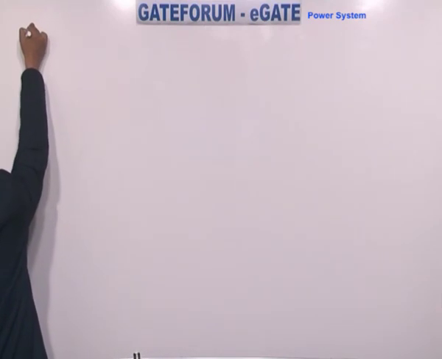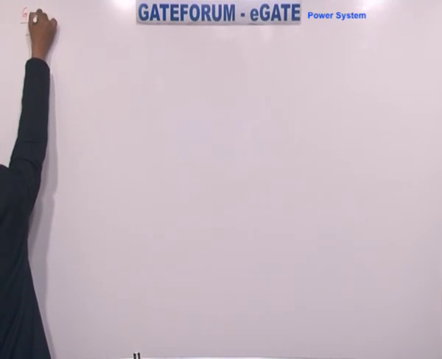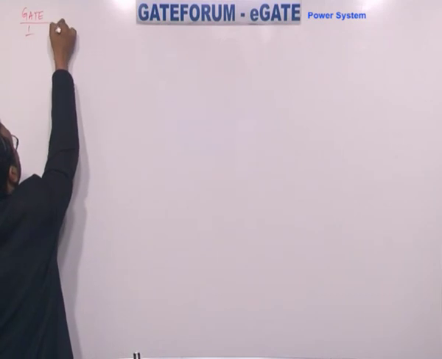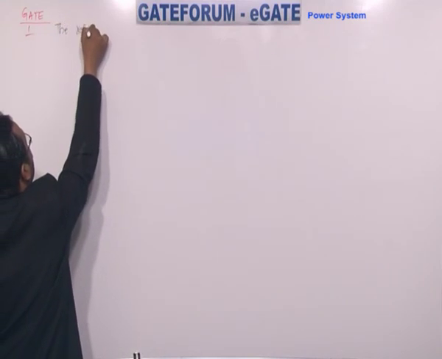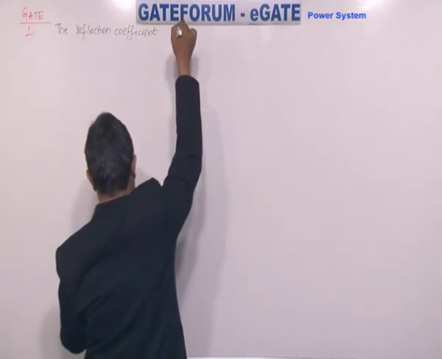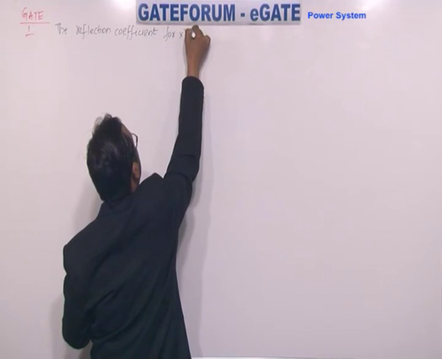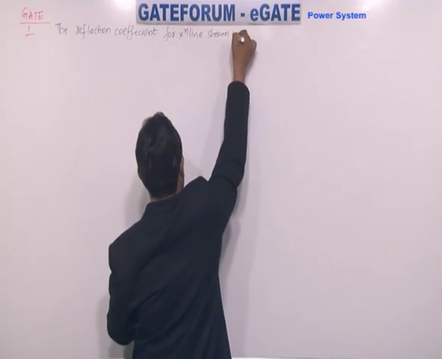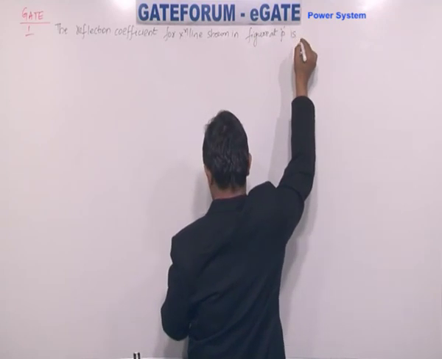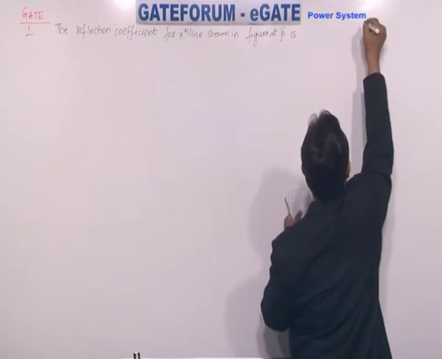In today's session, we continue with the numericals on traveling waves. So the first question is from one of the GATE question papers. In the question, you are also given this figure.